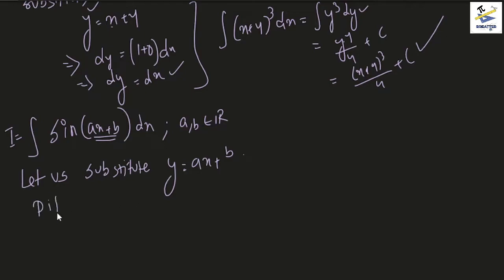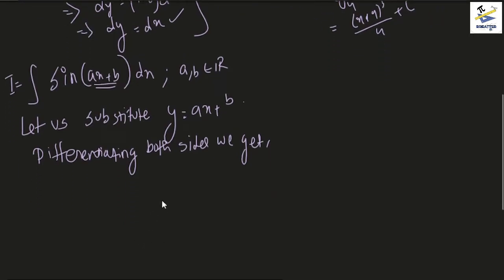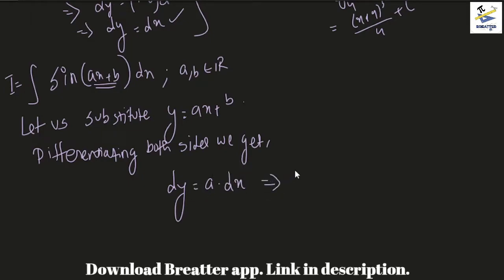So, differentiating both sides, we get dy is equals to a into dx, because the constant b would disappear and a into x on differentiation is just a, and we have an extra dx always, as I told you. So dy would be a dx, or in other words dx should be equal to dy by a.